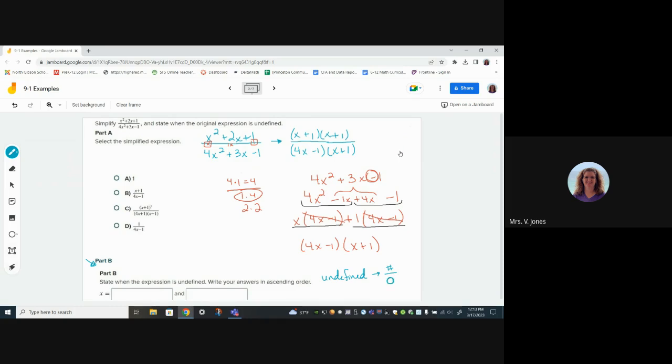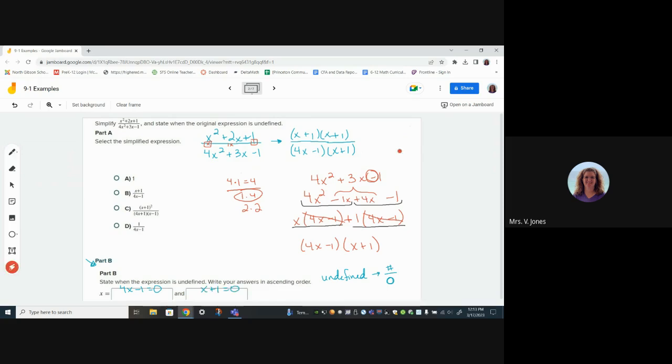So when we look back at the denominator, it's really asking when would the denominator equal 0? Well, we're taking two numbers and multiplying them. When you multiply two numbers, if one of them is 0, your answer will be 0. So to answer part B, we're going to take our 4x minus 1 and set it equal to 0. And we're going to take the x plus 1 and set it equal to 0.